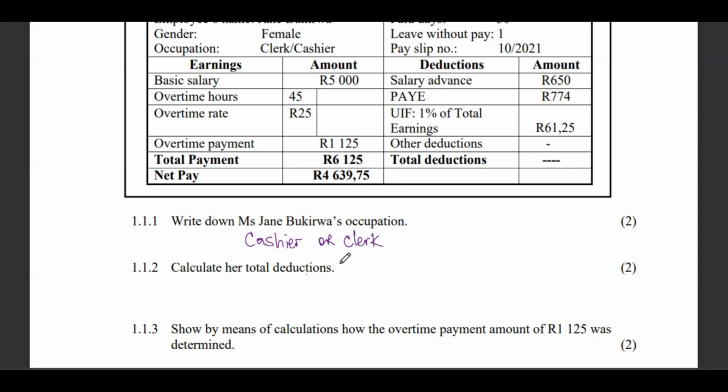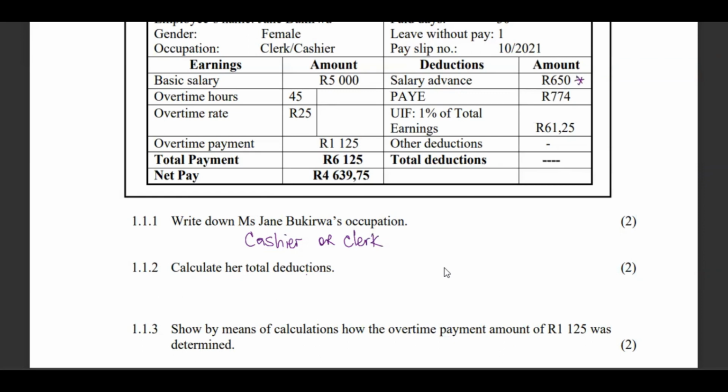Okay, calculate her total deductions. Now, what are the deductions? These are the compulsory amounts taken off your income. As you earn, they take off some amount. Remember, we looked at UIF, which is 1% of the total earnings. Then pay as you earn, this is the tax. Then salary advance.